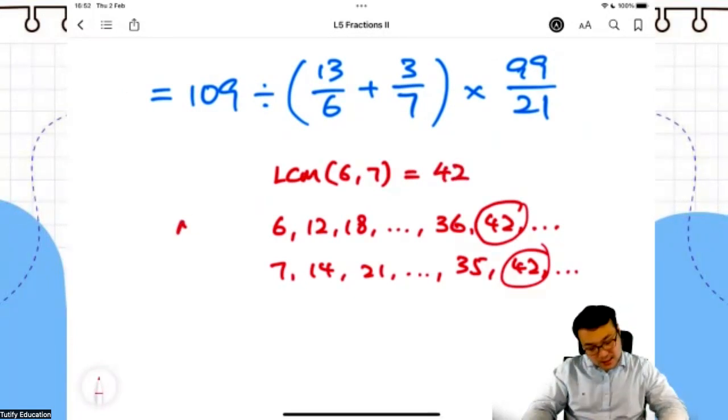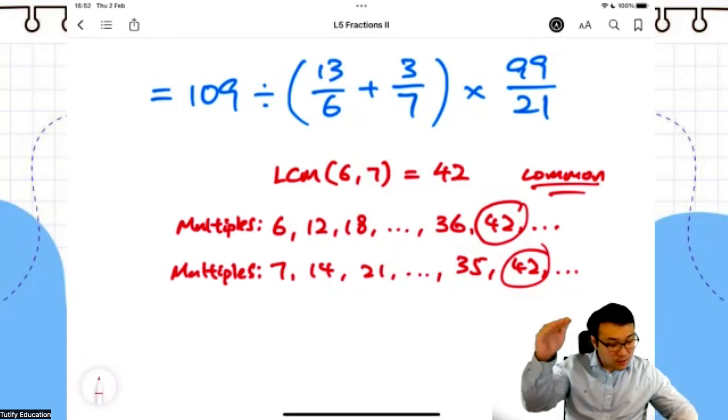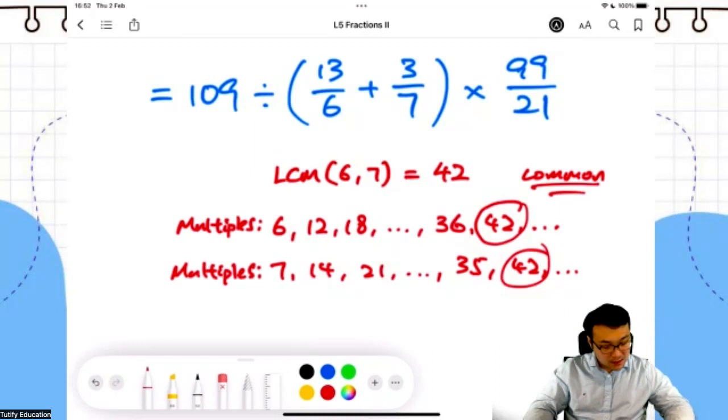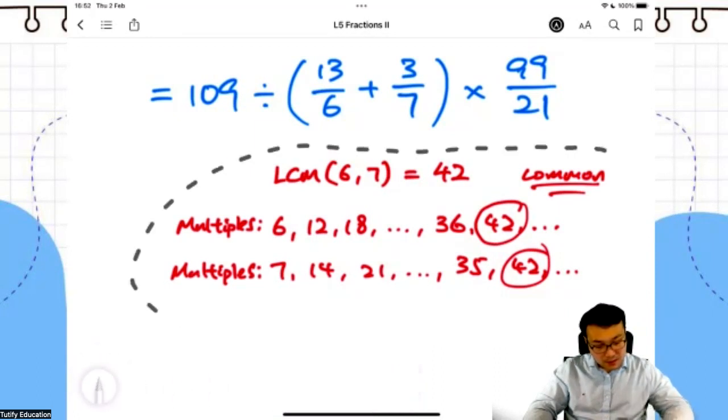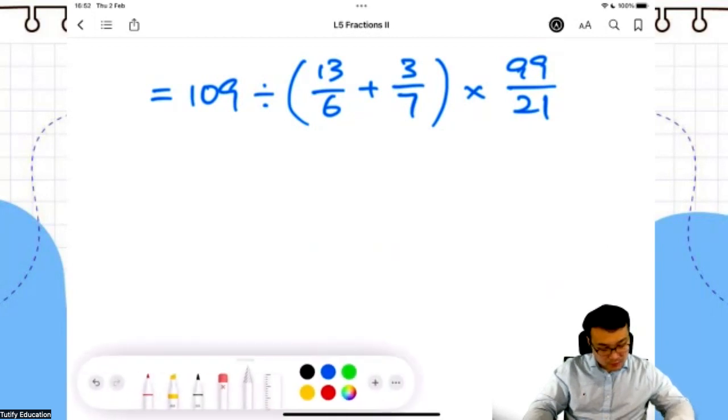You know why? Because these are all called multiples. I'm writing down the times table, right? So these are all called the multiples of 6, and these are the multiples of 7. So when we say common, that means the same. So which number is the same between all the multiples? We try to find the lowest one, the smallest one. And 42 happens to be the lowest common multiple. Do you notice that if I take 6 times 7, I get 42?